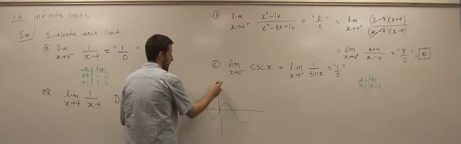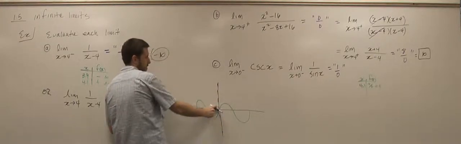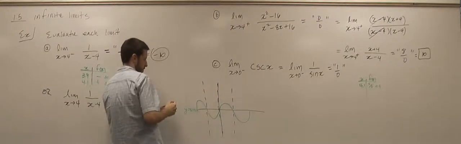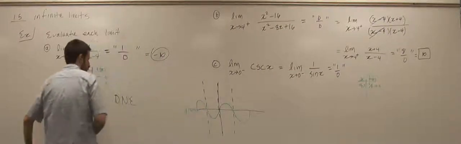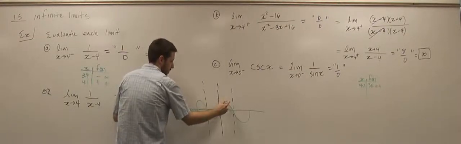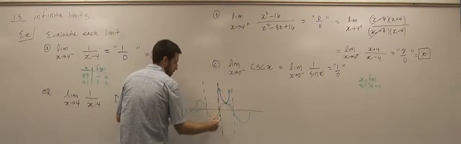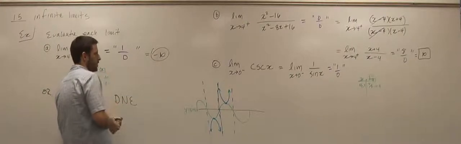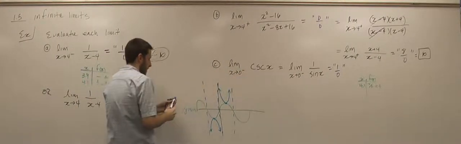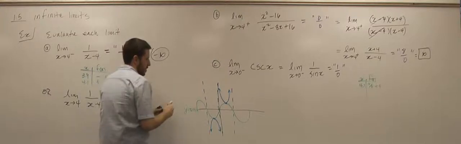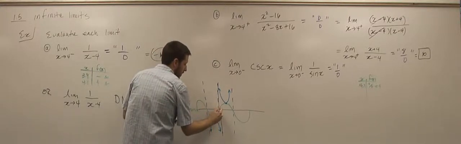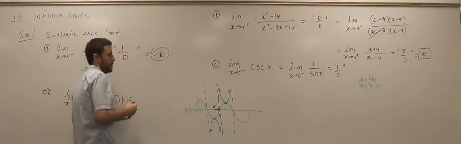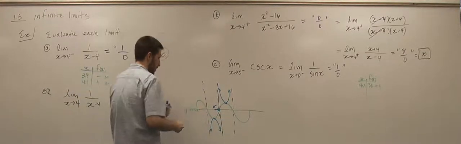So cosecant's going to have an asymptote at 0 since sine has a 0. It's going to have an asymptote here, here. And then the cosecant inverts, right? So it'll go up like this, down like this. So then when we say 0 from the left side, we know we're looking at 0 from the left. So our function's going down to negative infinity. Focusing on this portion.